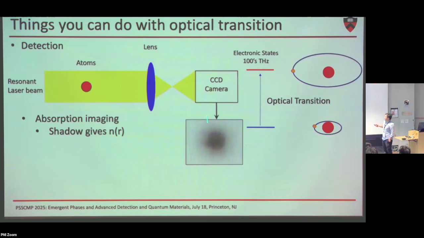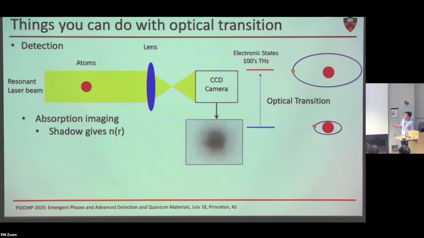So if you image this on a camera, you're going to see a shadow of this resonant light. And this is so-called absorption imaging. The idea is that this image, which you literally take with a CCD camera, gives you information about the density as a function of position, n(r), of the sample. So that is one way you can retrieve information.